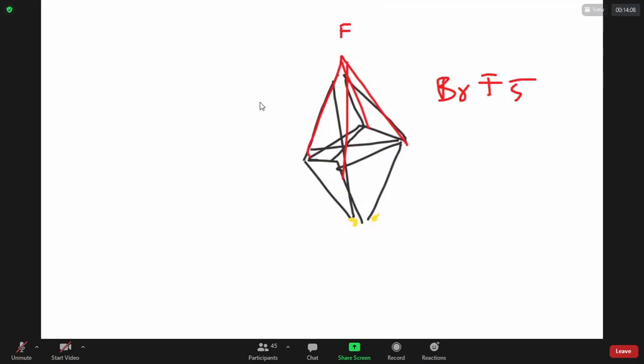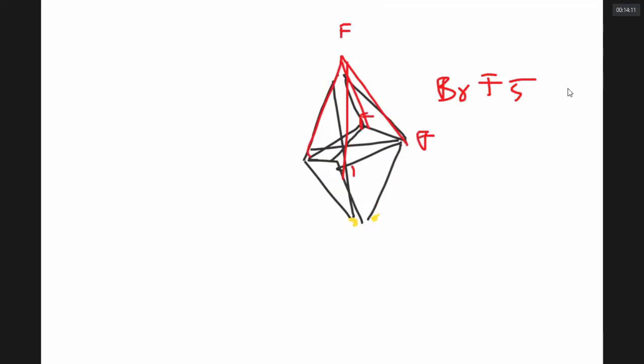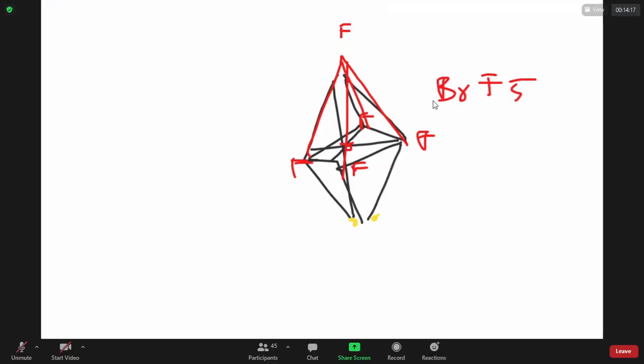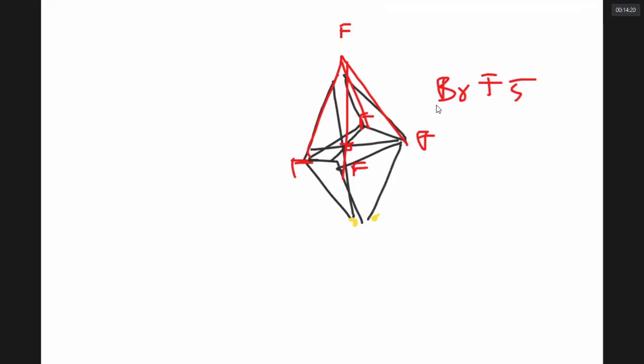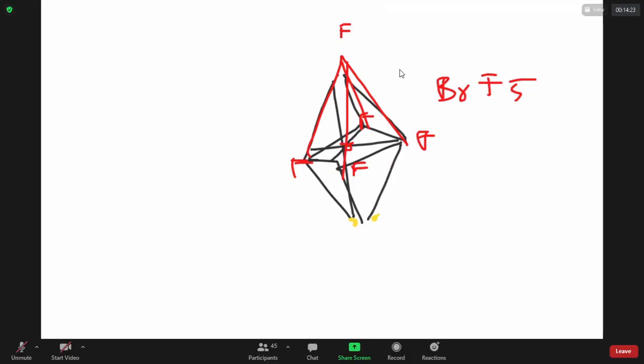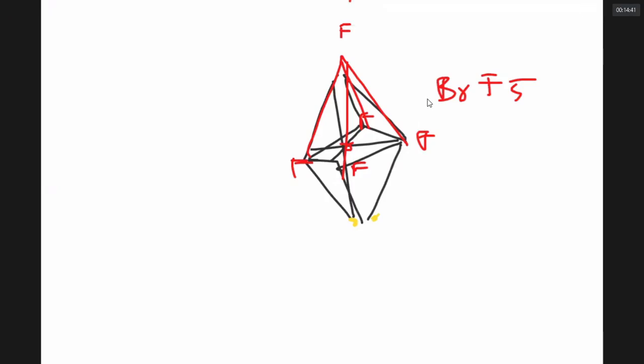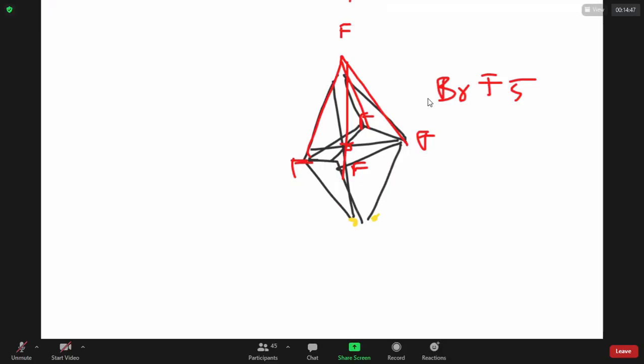It is F, F, F, F, F. So the shape of the molecule is square pyramid.